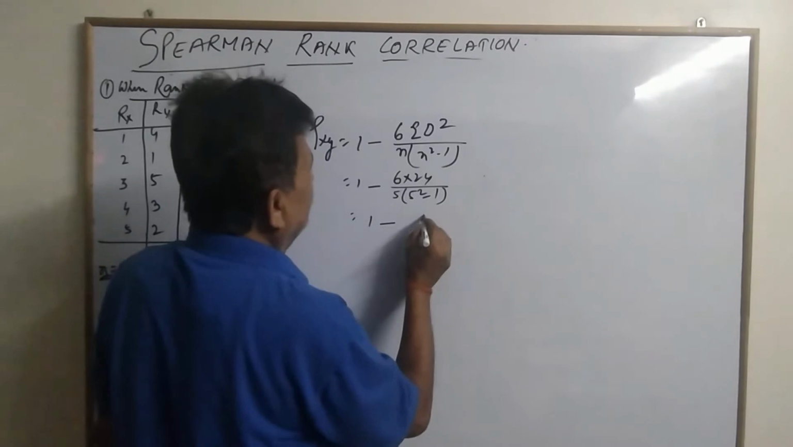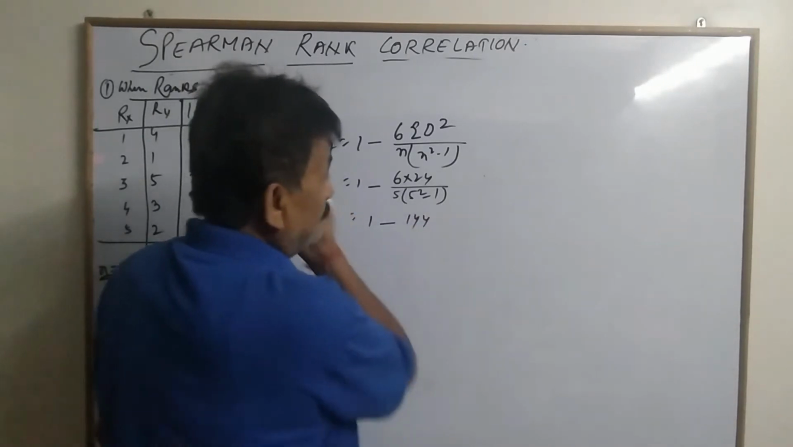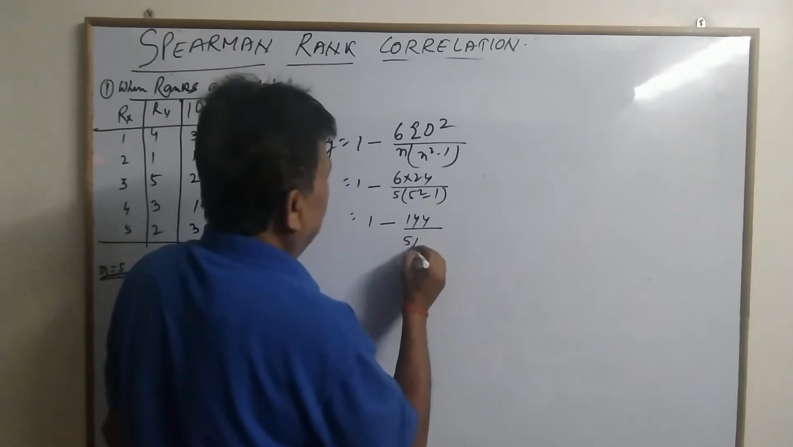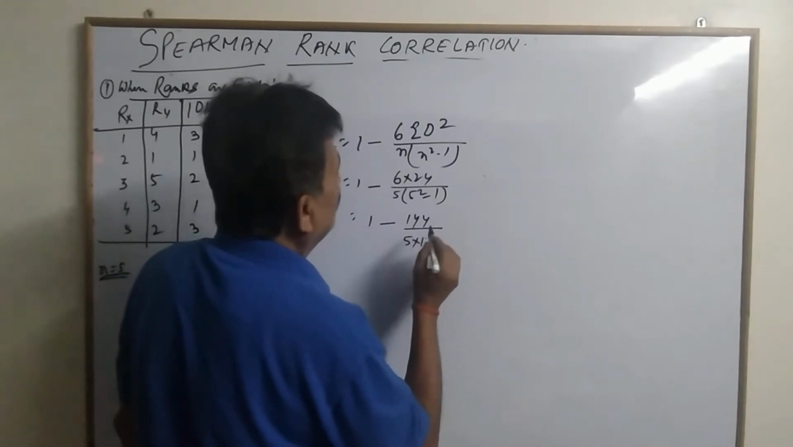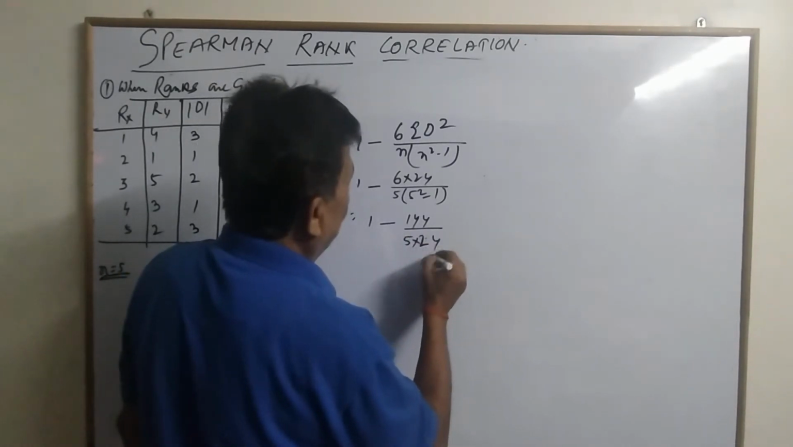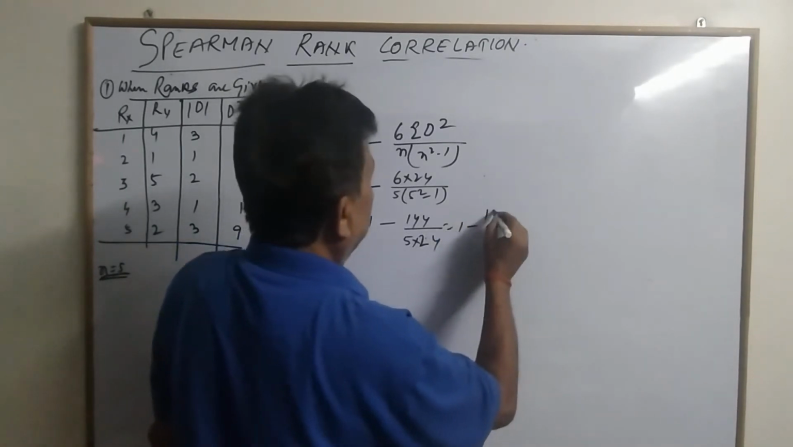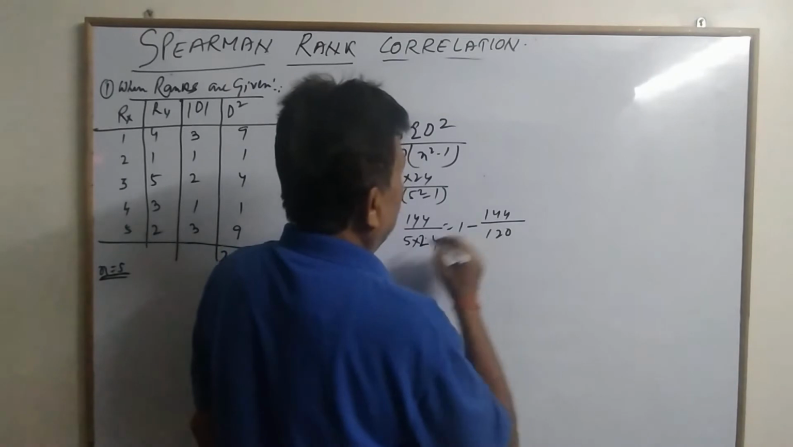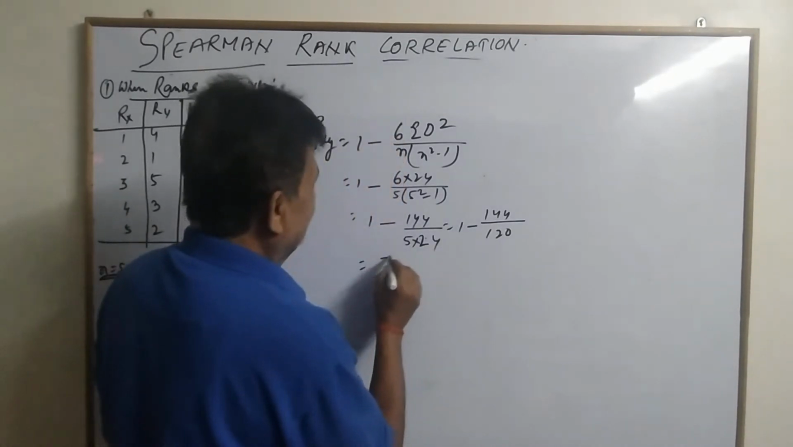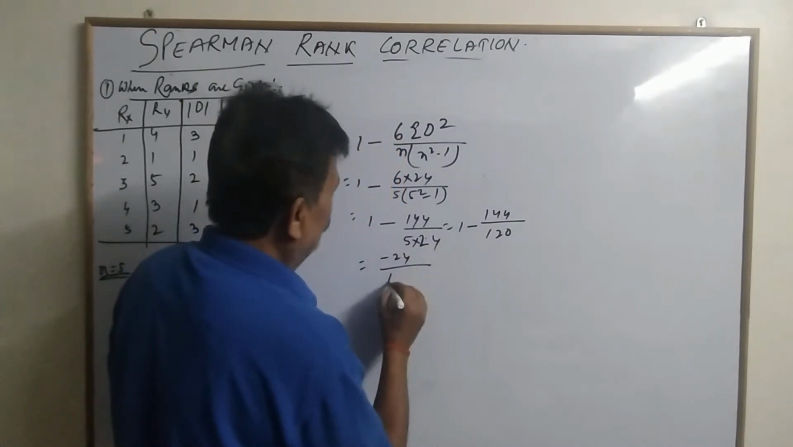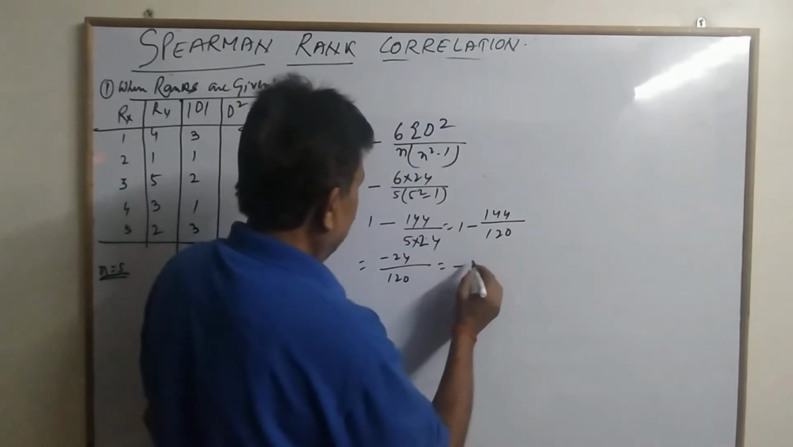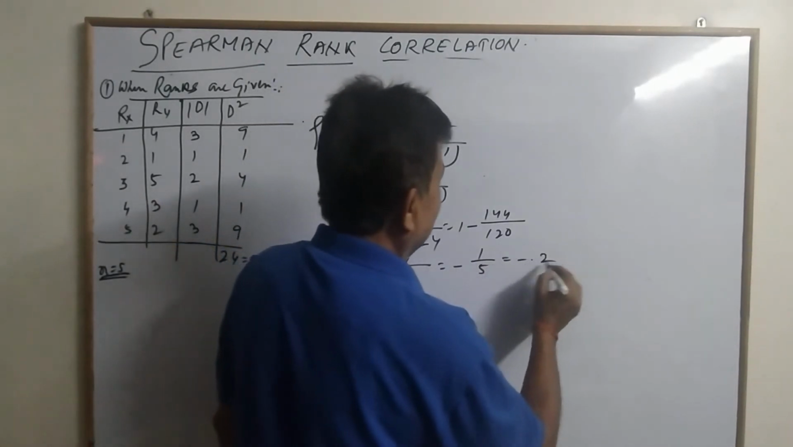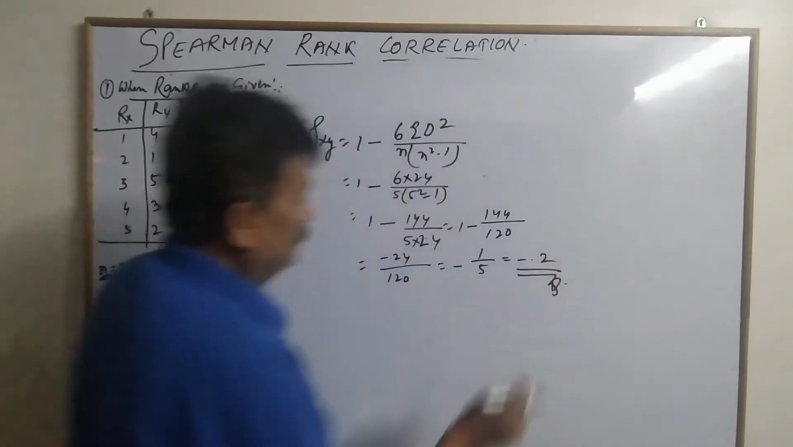This is 144 divided by 5 into 24. This is 1 minus 144 by 120. And this is minus 24 by 120, which is minus 1 by 5, and hence it is minus 0.2.